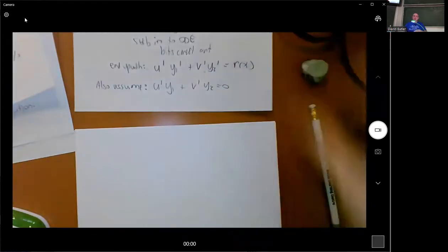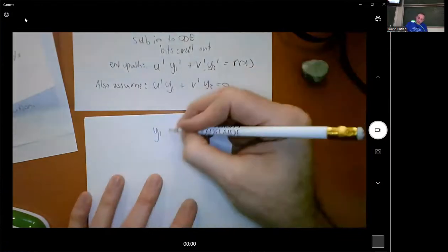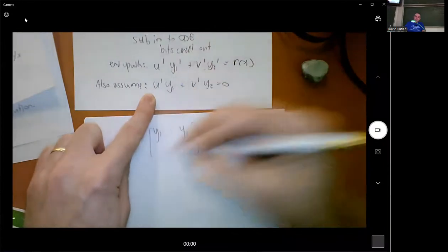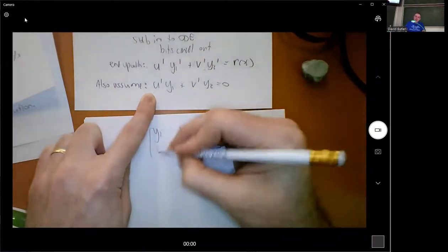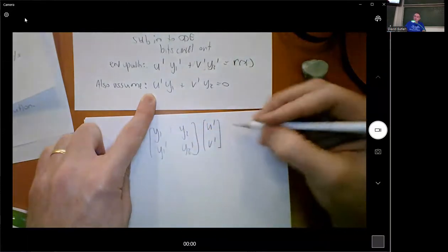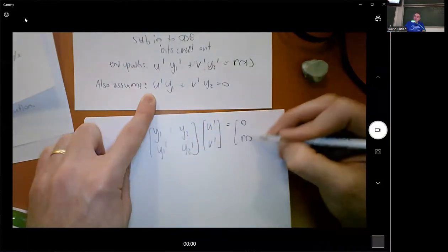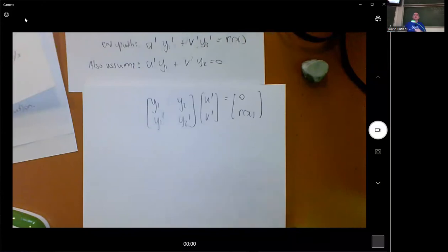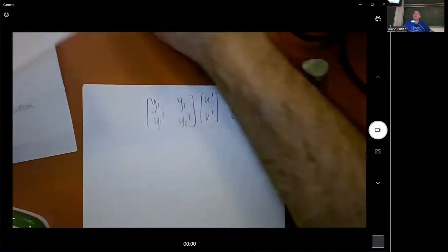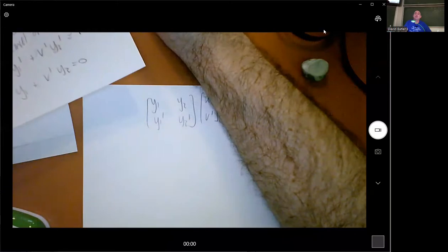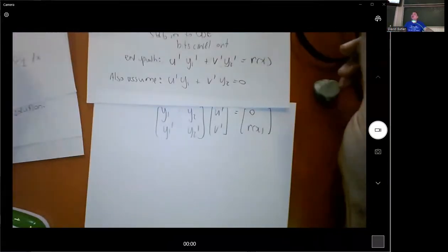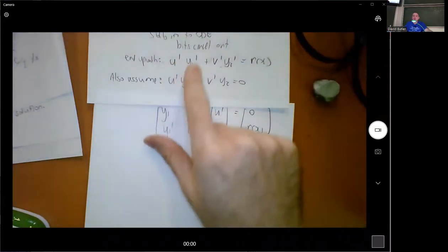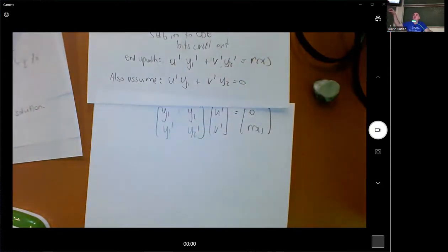And so what we have is this: y1 and y2 as the first row of my matrix, times u dashed and v dashed, and y1 dashed and y2 dashed as the second row, times u dashed and v dashed. The first entry is 0 and the second is R of x. And look, the determinant of that is the Wronskian. I'm sure there is a way of doing it for third order, but you would probably get this same thing: u dashed y1 dashed plus v dashed y2 dashed plus another term with y3 dashed.